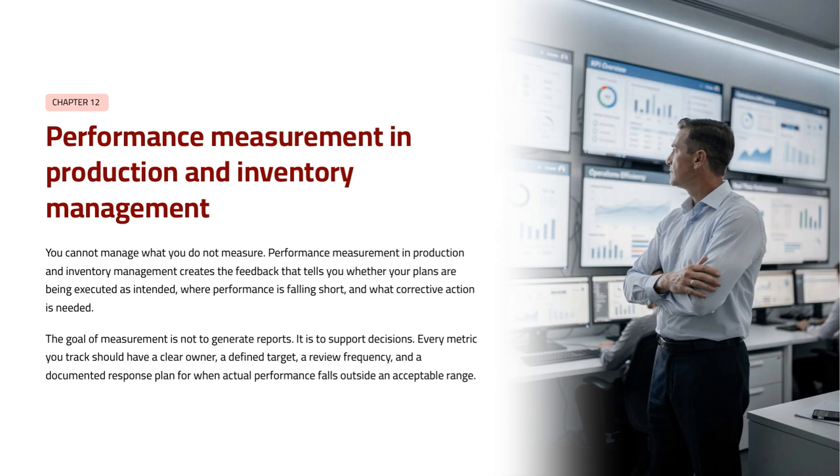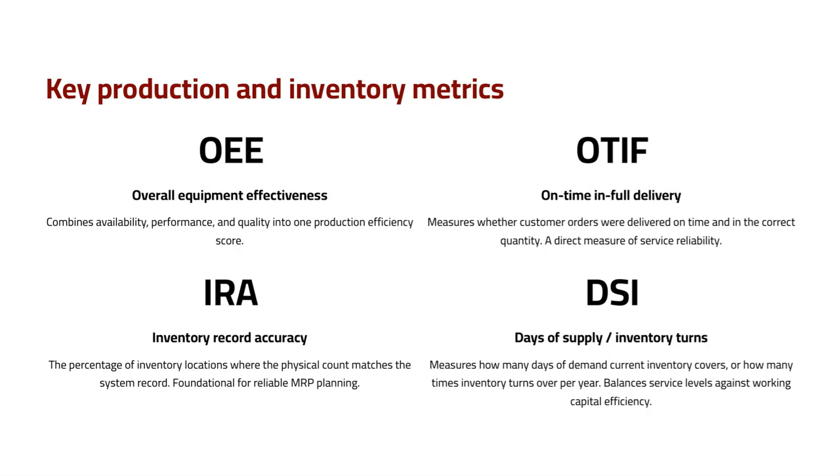This means every metric tracked must have a clear owner, a specific target, a schedule for regular review, and a documented plan for what to do if performance deviates from acceptable limits. Let's look at some key production and inventory metrics that are essential for effective operations.